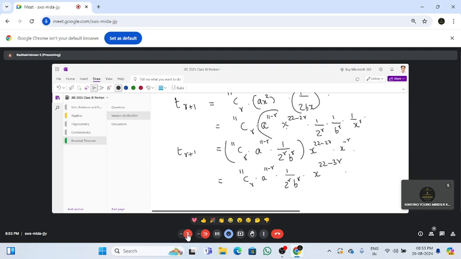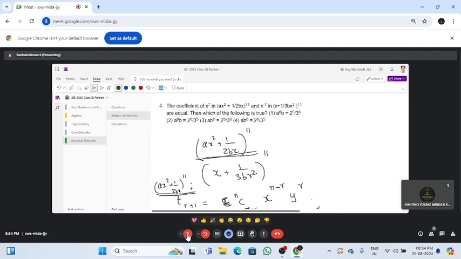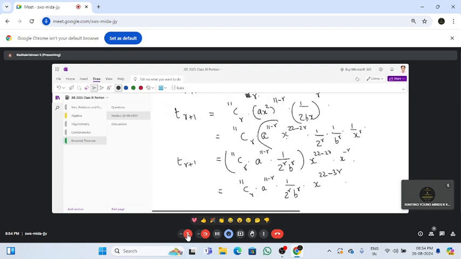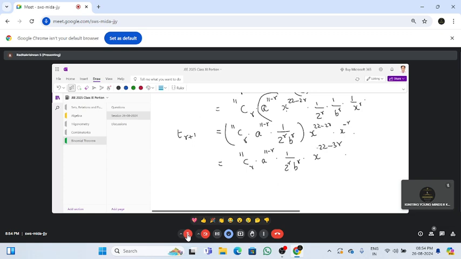Now, what are they saying? What is the coefficient of x power 7 in this? Coefficient of x power 7. So this term, x power this term, you equate it to 7 and find out the value of r.